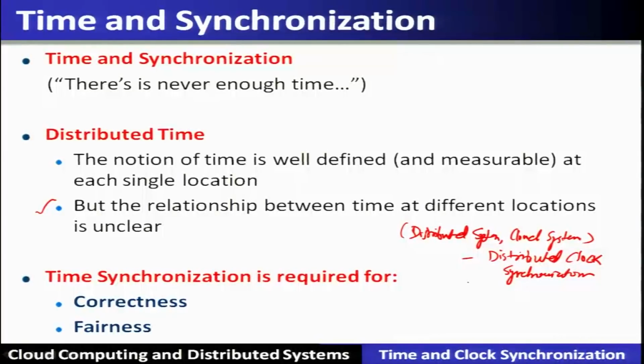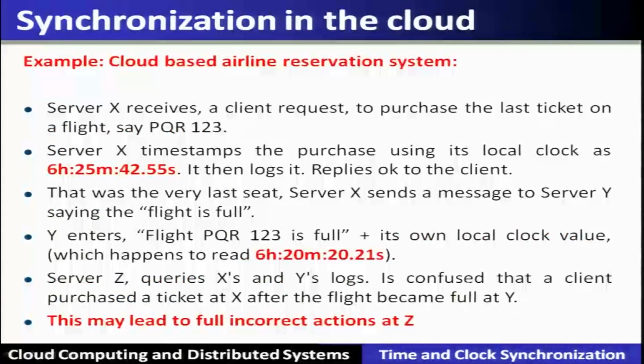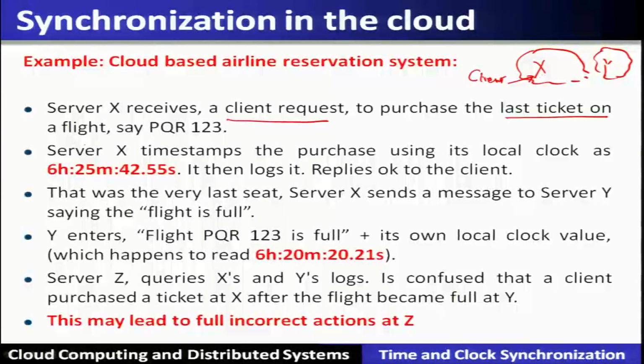As we have already seen, time synchronization in this environment, that is in the distributed model, ensures the correctness and fairness in the different services and applications. For example, let us say that we are running an airline reservation system using cloud, and we will see the scenario where the synchronization of the clocks is required. Assume that there is a server X on the cloud and there is another server Y and a client request for a reservation. The client will send a request to purchase a ticket, which is the last ticket on a particular flight, which is maintained at the server X.